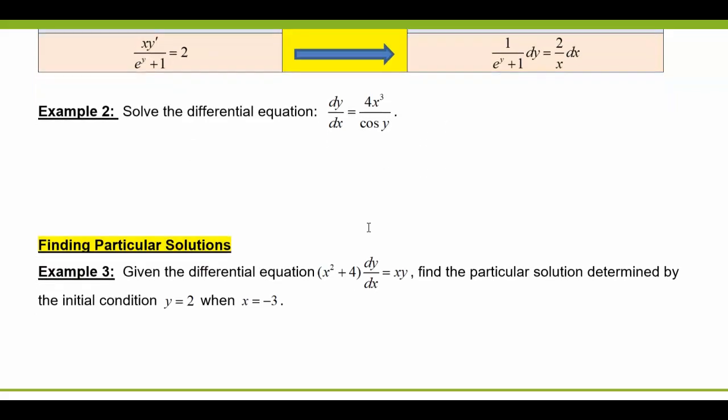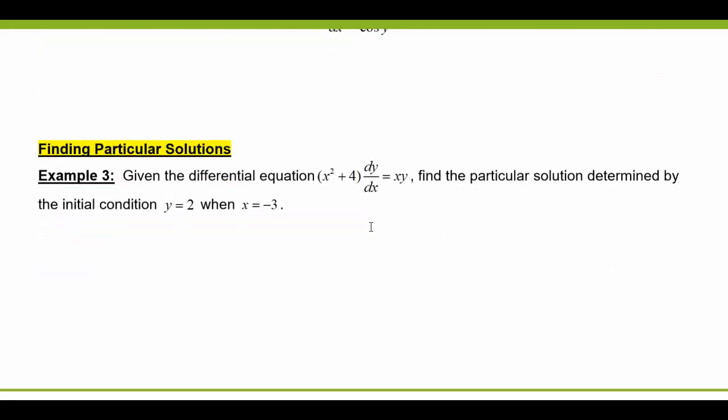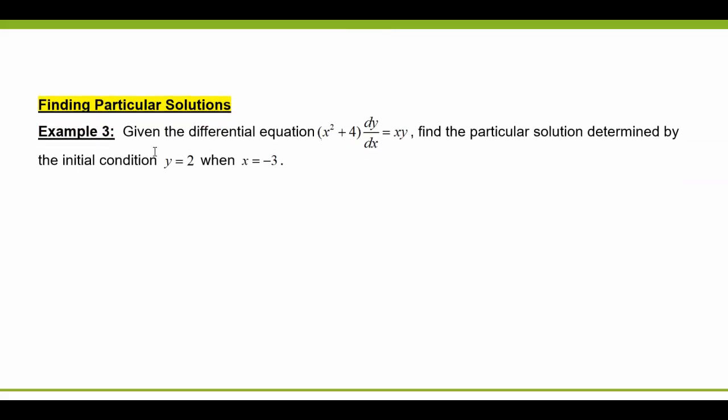So speaking of solving and being given conditions, let's do a differential equation given an initial condition. Now we're given an x and a y. To antiderive this, we want to get the y's on the left and the x's on the right. So we're going to divide both sides by y. We're going to multiply both sides by dx. And you're also going to divide by that x squared plus 4.